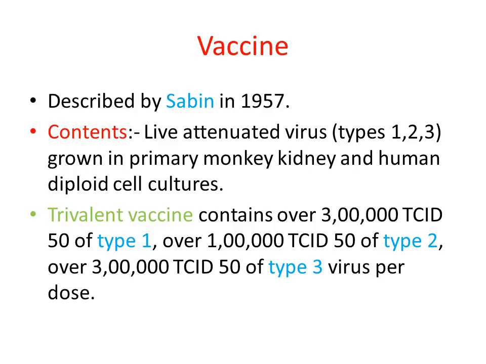Trivalent vaccine contains over 3 lakh TCID 50 of type 1, over 1 lakh TCID 50 of type 2, over 3 lakh TCID 50 of type 3. So these are the doses of the 3 types of virus: 3 lakhs type 1, 1 lakh type 2 and 3 lakhs type 3.